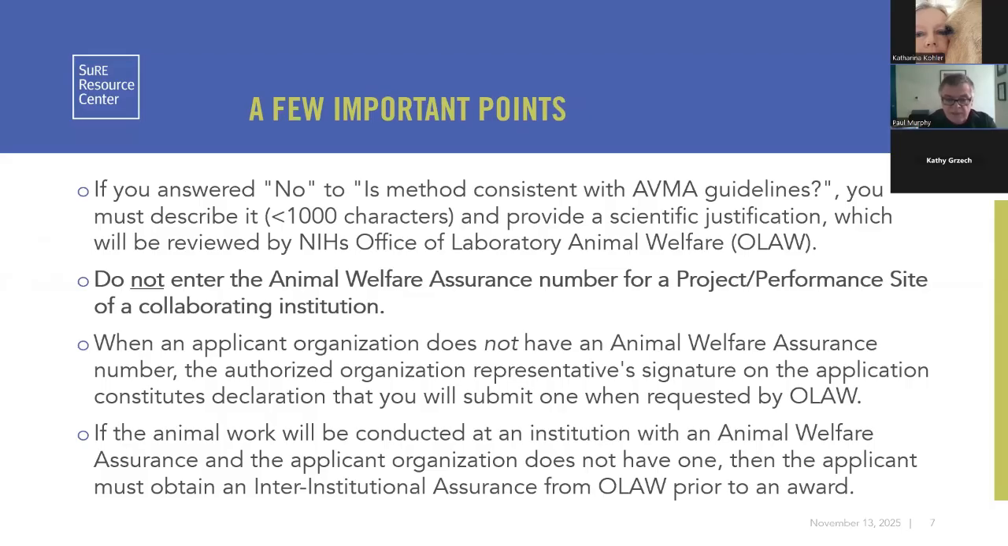Now, you don't have to enter the animal welfare assurance number for collaborating institutions anywhere here. If you do not have an animal welfare assurance number for your institution, when your authorized organization representative signs, they are essentially declaring that they're going to submit an application for an animal welfare assurance number when requested. If you're actually doing the work somewhere else, then you can provide that through what's called a memorandum of understanding or an additional contract type negotiation. We can come back to that later, but that's generally not all that common at this stage.